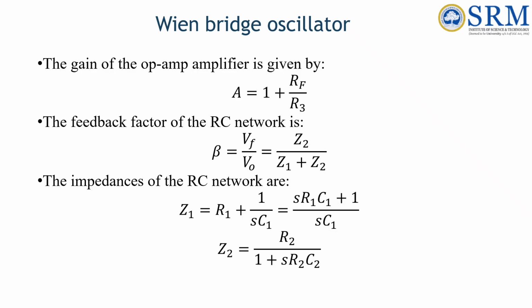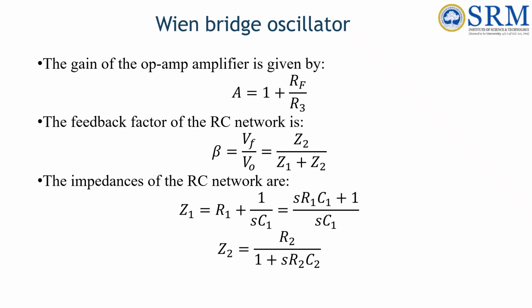So the gain of the amplifier depends on the feedback resistor RF and resistor R3. The feedback factor beta represents the fraction of the output signal that is fed back to the input. To determine beta, the RC network is analyzed using the impedance concept. Z1 represents the impedance of the series RC branch, while Z2 represents the impedance of the parallel RC branch.